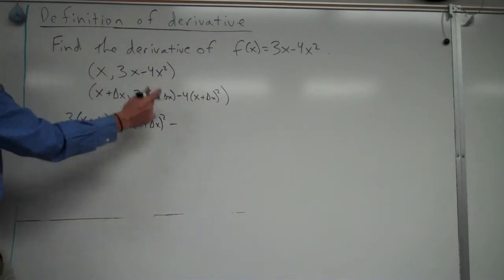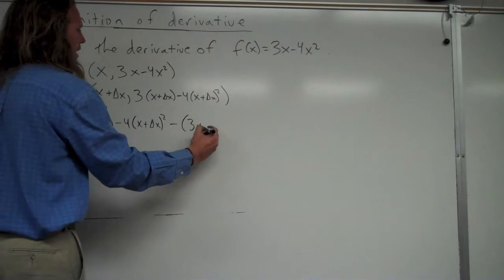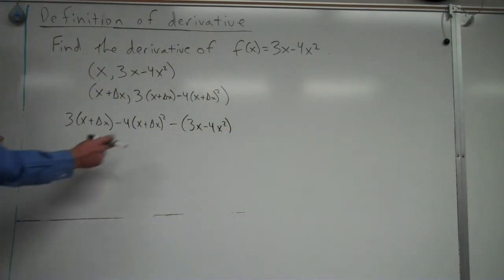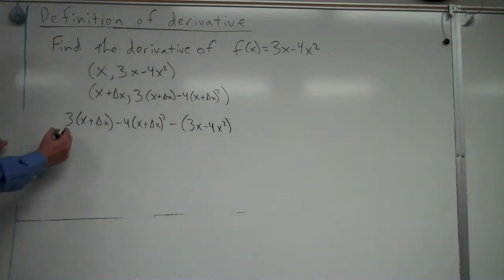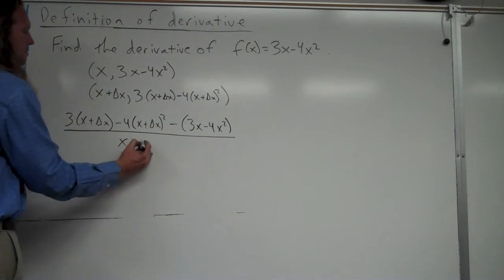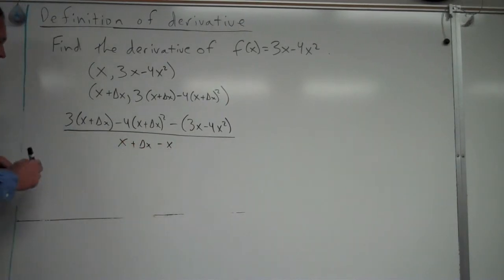Okay, and then I'm minusing y1, and notice I'll put parentheses around that. I'm doing that because I don't want to forget to distribute my negative. I would definitely miss a sign in that case. And then I'm going to do x2 minus x1, plus delta x minus x, and we take the limit as delta x approaches 0.